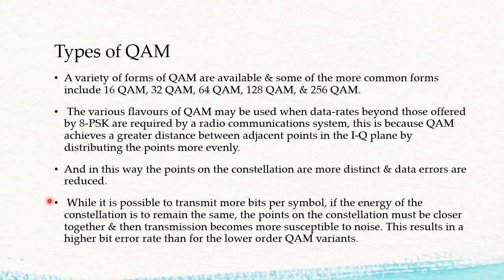While it is possible to transmit more bits per symbol, if the energy of the constellation is to remain the same, the points on the constellation must be closer together, and then transmission becomes more susceptible to noise, and this results in a higher bit error rate than the lower order QAM variants. So as the number of variants increases, the number of constellation points present also increases.